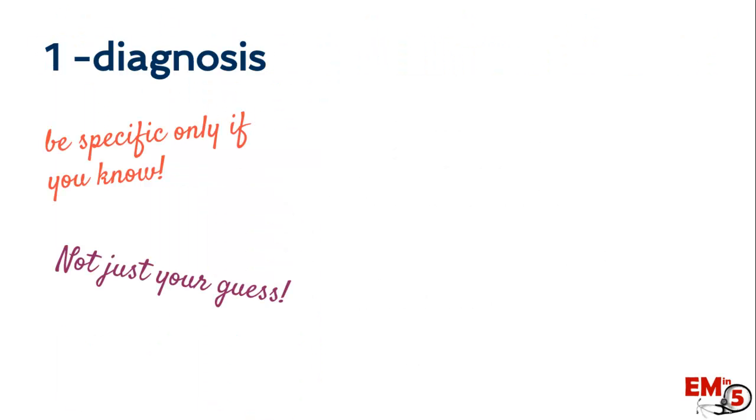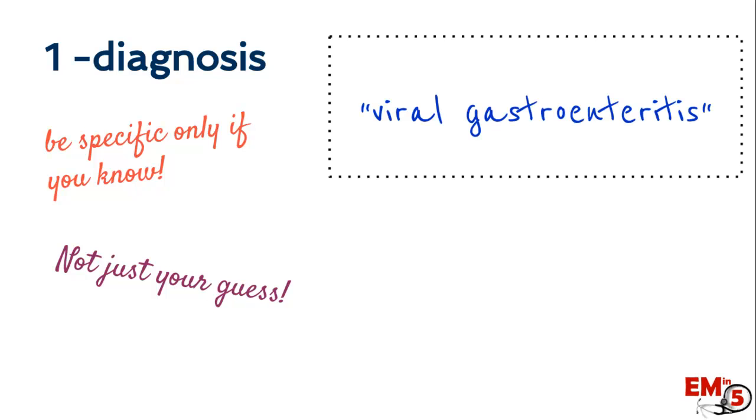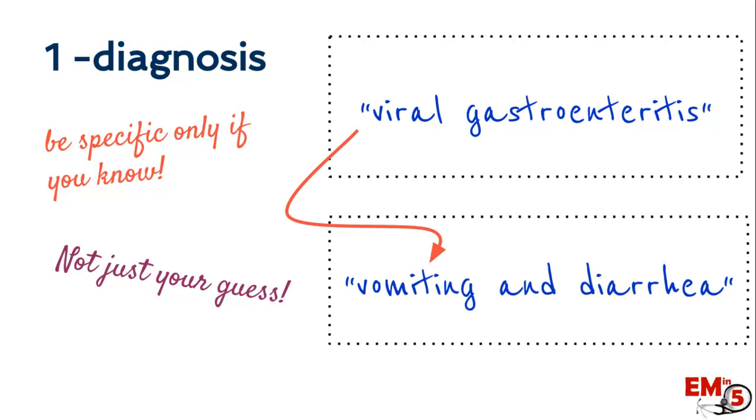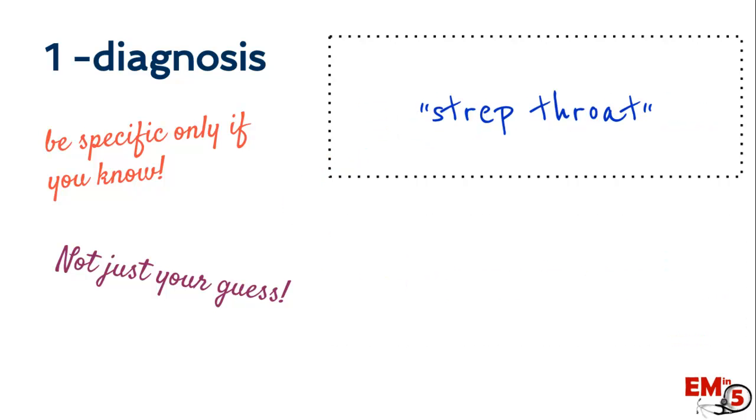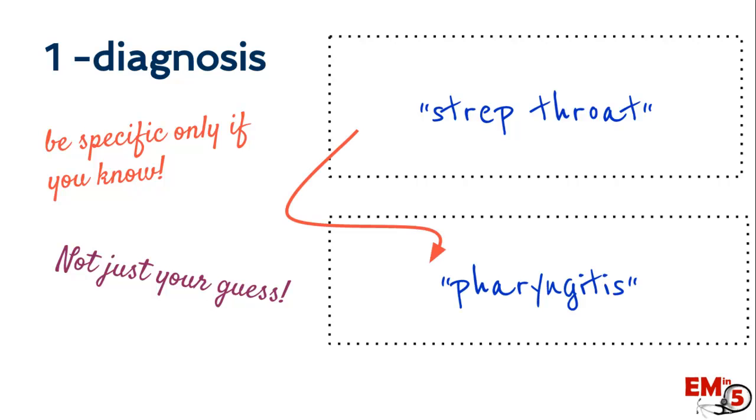This is pretty easy, but one thing to remember is that you need to be specific only if you know for sure what the diagnosis is. So it's not just your best guess. For example, don't put down viral gastroenteritis if you're not quite sure that that's what they have. You need to be a little more general. Put down vomiting and diarrhea. Same thing, if you have a rapid strep, sure, go ahead, put strep throat. Otherwise, if you're waiting for a culture, you just need to put pharyngitis.